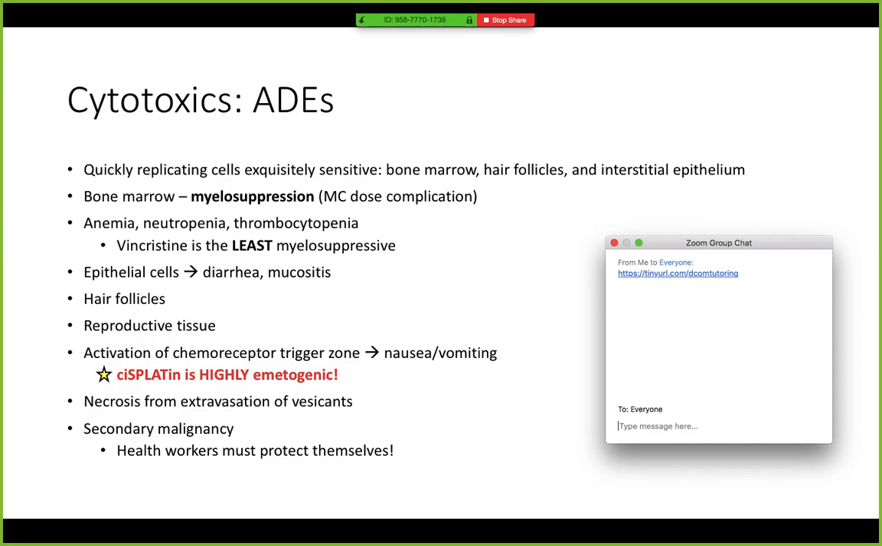So just remember cisplatin, like somebody splatting vomit on the floor. And then also the fact that you could have necrosis from extravasation of vesicants, and then a risk for secondary malignancy. That's also associated with your cytotoxics.